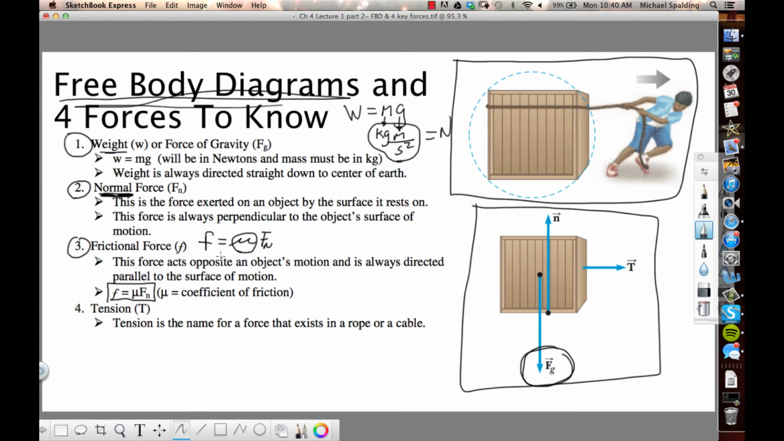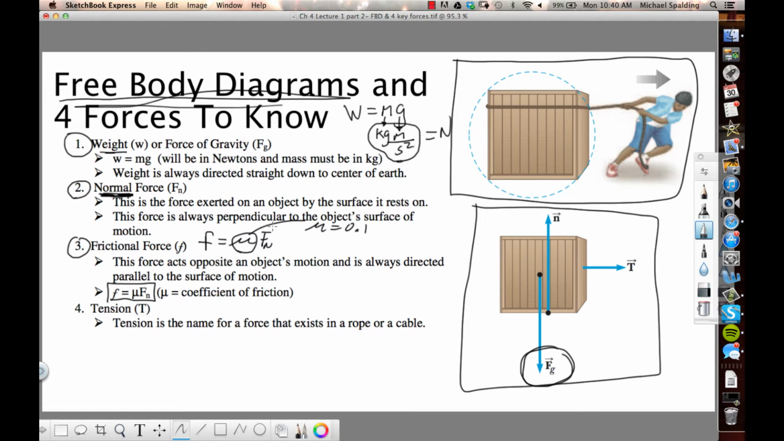Now, the coefficient has no units, but it typically ranges from 0 to 1. Here's how you think about it: think of the coefficient as a percentage. For example, say a problem tells you the coefficient is equal to 0.1. What is 0.1 in percentage? 10%. So if the coefficient is 0.1, they're telling you that friction is 10% of the normal force.